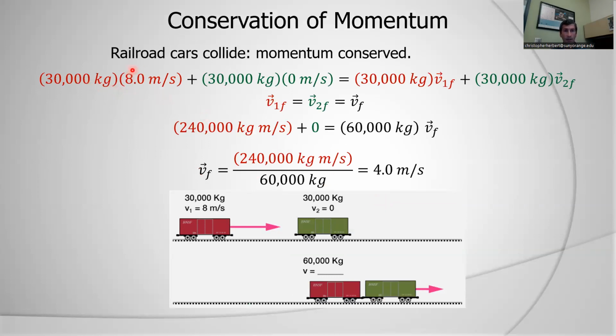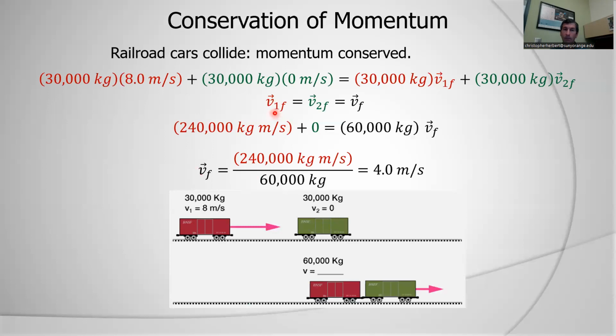Here's our initial momentum of the red car. Here's the initial momentum of the green car, which is zero. So 240,000 kilograms meters per second is going to be my initial momentum. And I've got to be a little bit careful here. This should have been V1I. Okay, yeah, V1I is here.